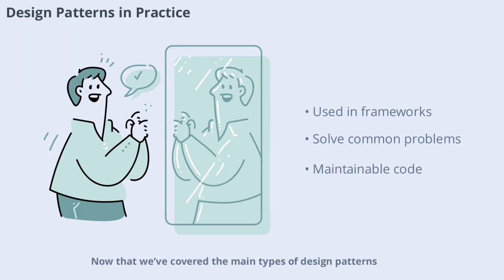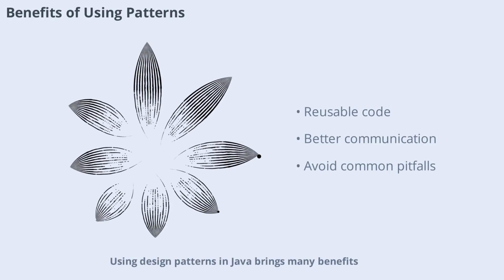Now that we've covered the main types of design patterns, let's see how they're used in real-world Java applications. Design patterns are everywhere, from frameworks like Spring and Hibernate to everyday code you write. They help you solve common problems efficiently and make your codebase easier to maintain and extend. Using design patterns in Java brings many benefits.